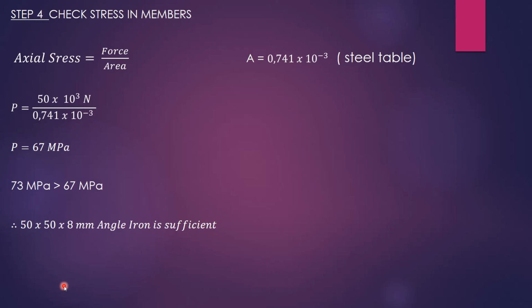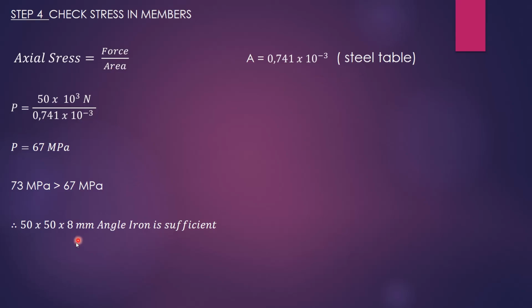Now you have to check the stress in the member. What is the stress experienced by the member? Axial stress is equal to 50 over area. Remember, the allowable stress is 73, but the stress within the member is force over area. The force for Q, from the diagram, is 50 kilonewtons, so we convert it to newtons by multiplying by 1000.